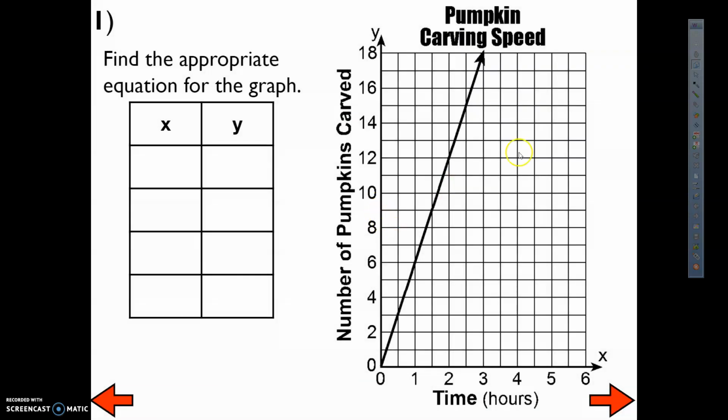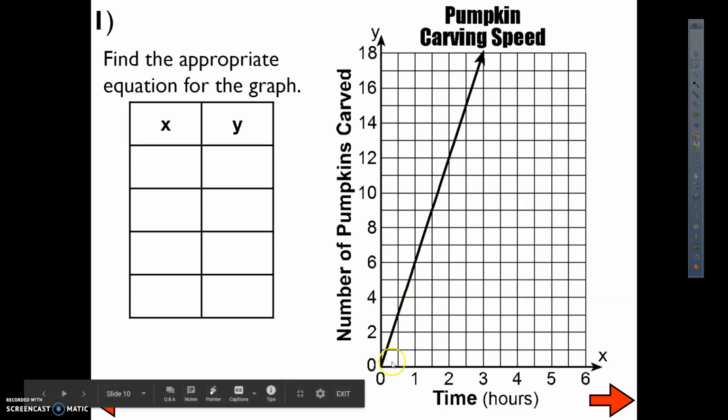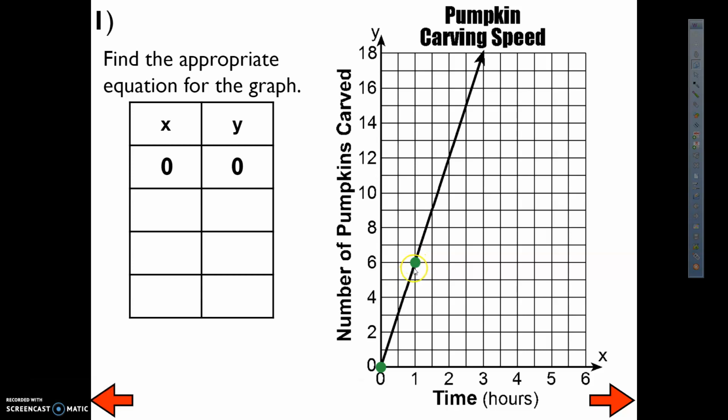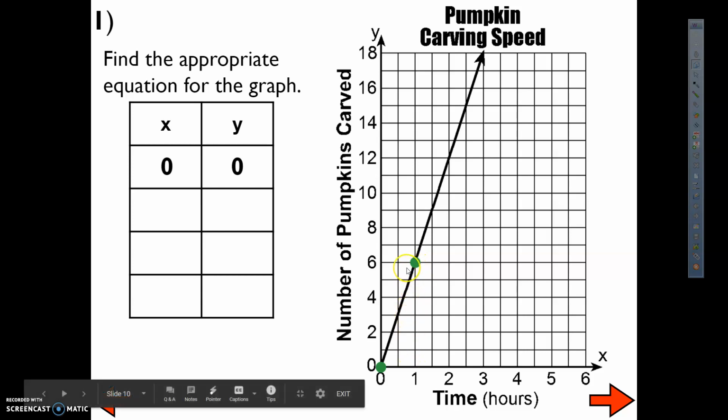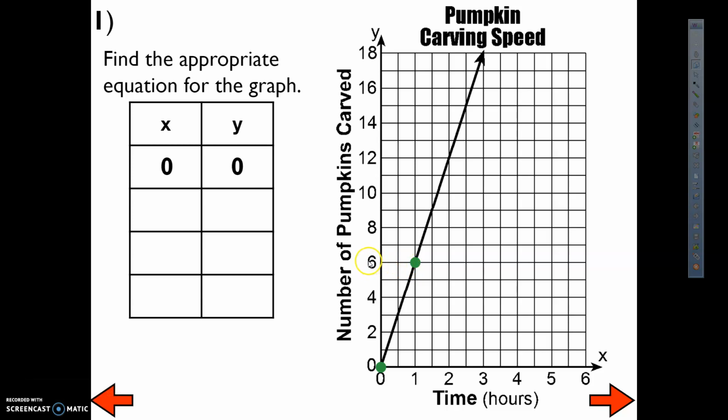Number 1 on your paper is talking about pumpkin carving, and they've already given us the graph. So our job is to pull some points off of it. To find good points, we look for where it crosses a corner. For example, I see that it hits right here at this good corner point, which is the point 0, 0. The next good point, I would say this one, but it looks like it's hitting at 0.5 there. So I'm going to keep going until I hit a whole number, which would be here. This point is 1 hour, means they have 6 pumpkins carved. So after 1 hour, it's 6 pumpkins.